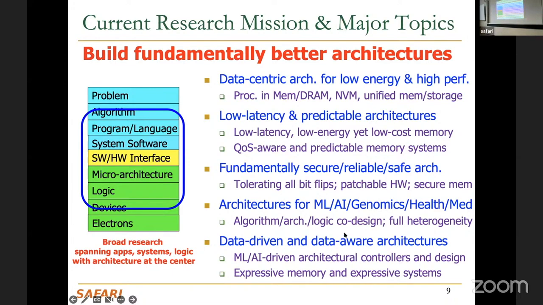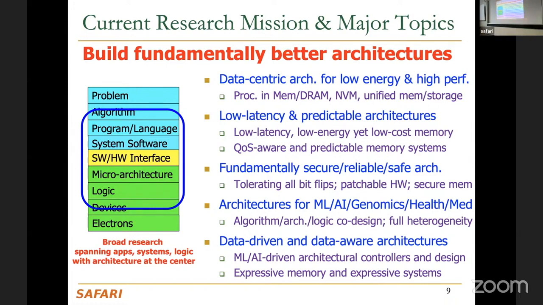And then the data-aware architectures, this is something that we did not discuss as much. Basically the idea here is that today's architectures don't communicate a lot of information about the semantic properties of data to the underlying hardware or the system. If you look at data, it has a lot of properties, right? When I look at a piece of data, it has some security property. Usually it's not specified in the software. Even the software designer may not think about it.